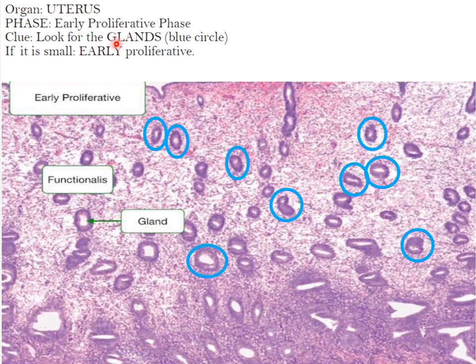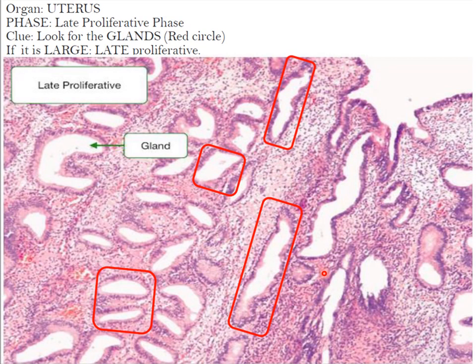Okay, dito sa early proliferative phase of the uterus, kung makikita nyo yung ating mga glands. Ito yung mga glands, okay? So, mas maliliit, no? Para silang mga peanuts in shape. Okay? While in late proliferative phase, so, ito sila. Mas makapal or mas malalaki yung kanilang mga lumen. No? Mas namamaga sila.